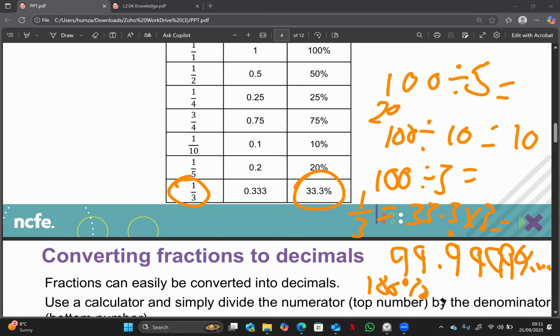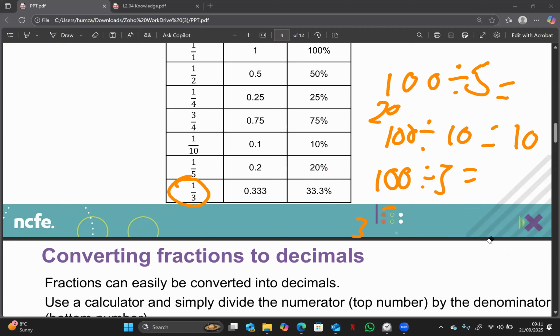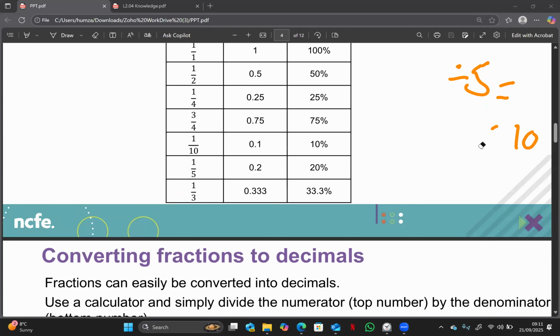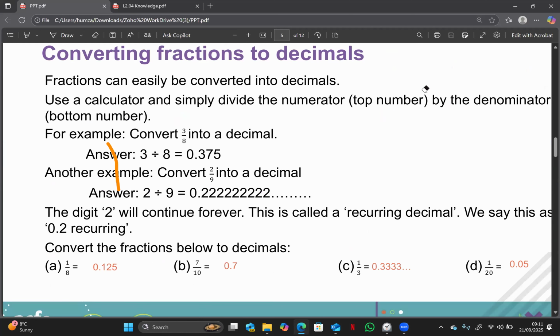Okay, cool. So the next one is converting fractions to decimals. A fraction can be easily converted into a decimal. Use a calculator and simply divide the numerator by the denominator, so the top number by the bottom number.